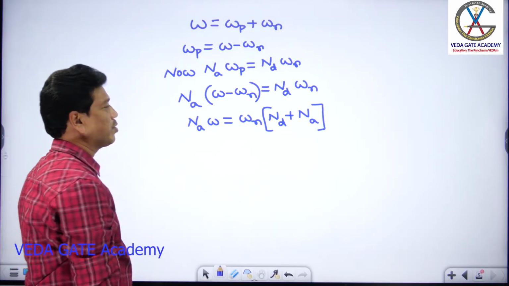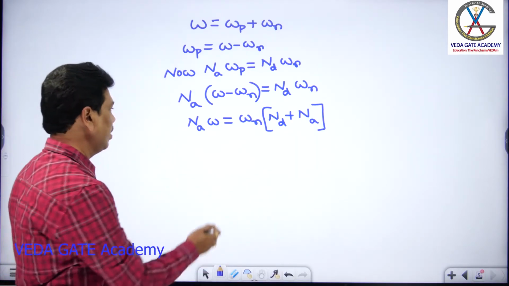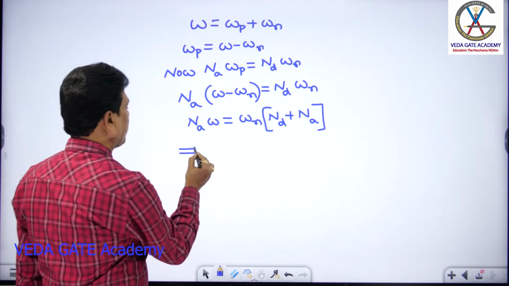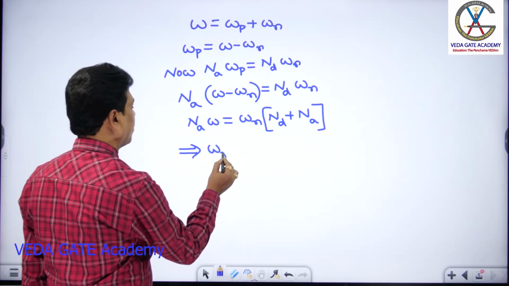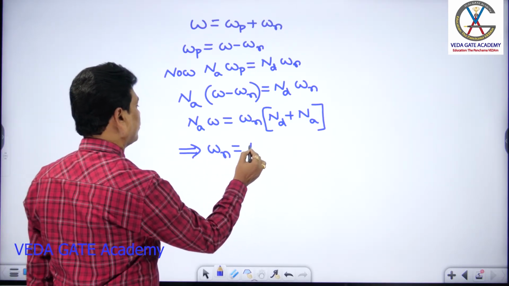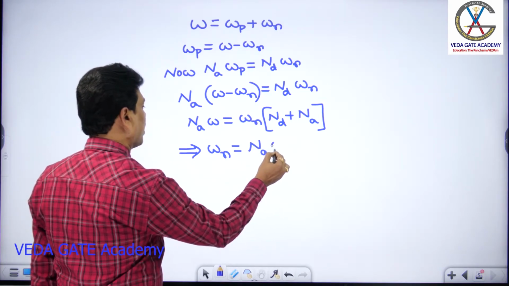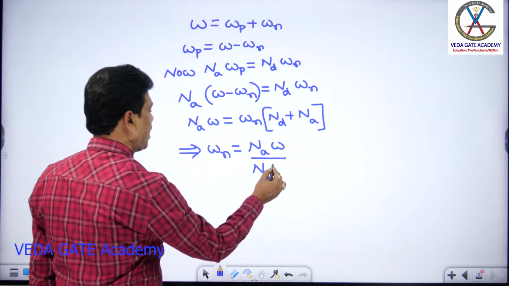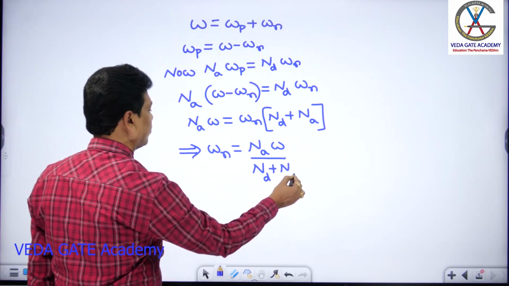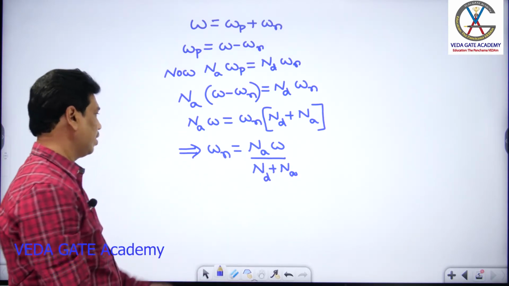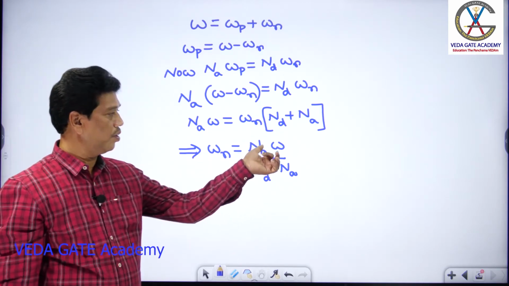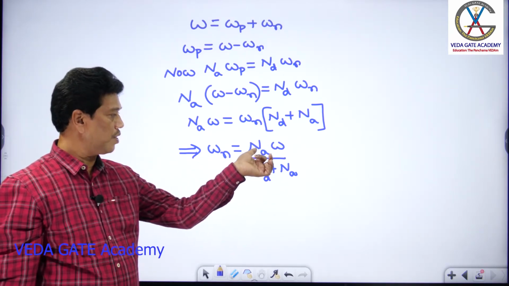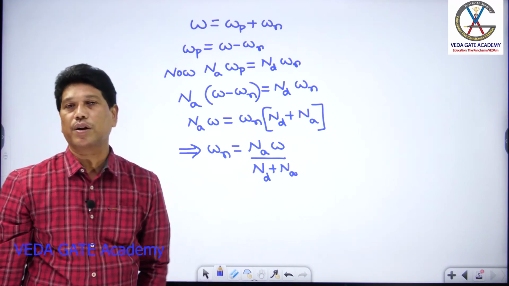It becomes Nd plus Na. Then Wn becomes Wn equal to Na into W by Nd plus Na. The width of the barrier on the n side equals the total width into the opposite density, divided by the sum of the individual densities.